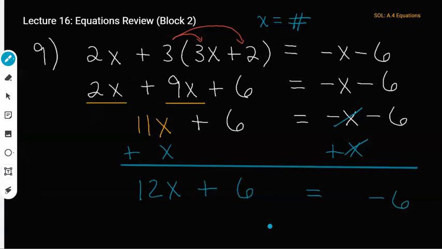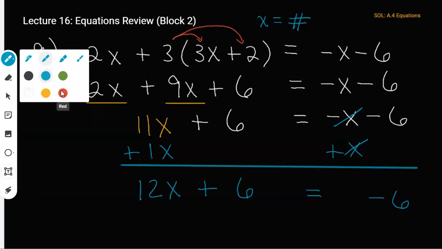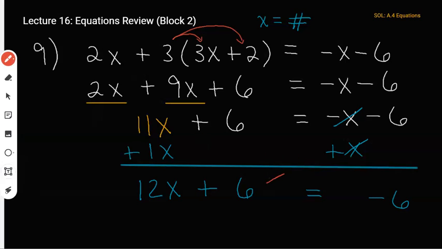Now, the reason why it's 12x is because you can just kind of assume that we have a 1 out in front of the x right here, since there's no other number. And now I have a two-step equation, right? I need to find some way to get rid of the plus 6, and then I need to find some way to get rid of the 12 right here. So doing that, I need to subtract 6 from both sides. That'll get rid of the plus 6.